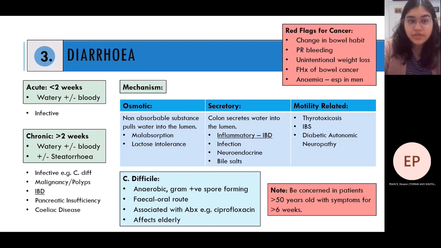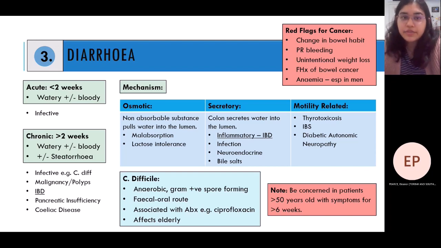The different mechanisms of diarrhea I've also listed. So you can have an osmotic cause, where non-absorbable substances in the lumen of the gut pull water into the lumen, and this can be caused by things like malabsorption or lactose intolerance. Secretory cause is where the colon itself secretes water into the lumen. That's often either an infective or inflammatory cause. And then anything that causes increased motility can also lead to diarrhea.